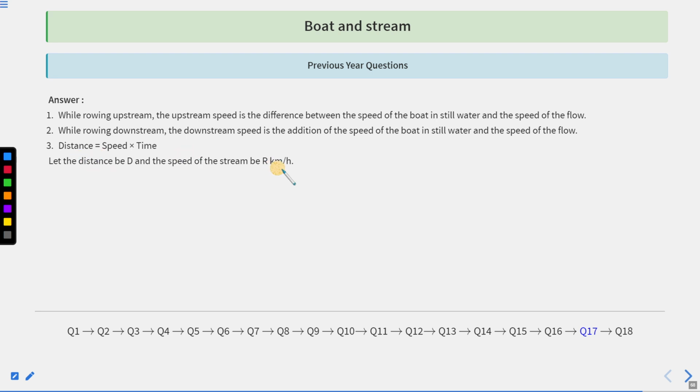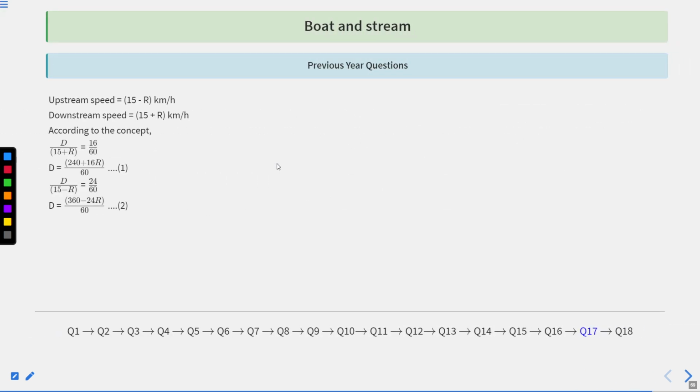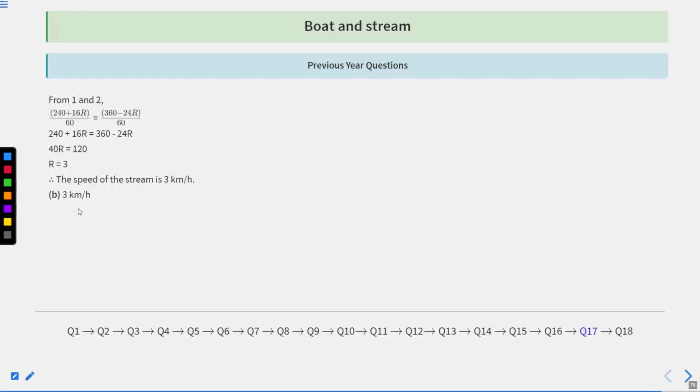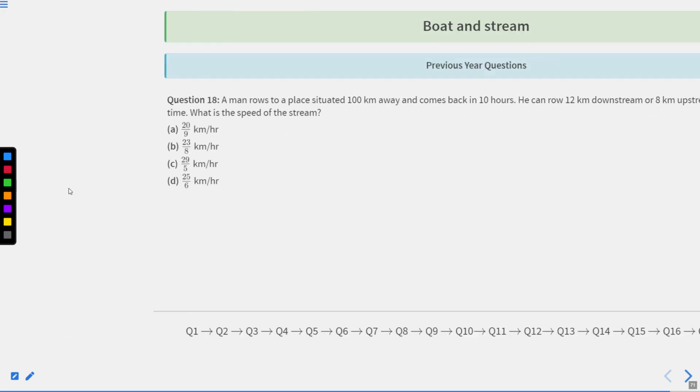Let the distance be d and the speed of the stream be r kilometers per hour. So the upstream speed is 15 minus r kilometers per hour, and downstream is 15 plus r. According to the question, d equals (15 plus r) times 16 upon 60. So we will have two equations: d equals (240 plus 16r) upon 60, and the second equation is (360 minus 24r) upon 60. So from 1 and 2, we have 240 plus 16r equals 360 minus 24r. So r is 3. So the speed of the stream equals 3 km per hour.